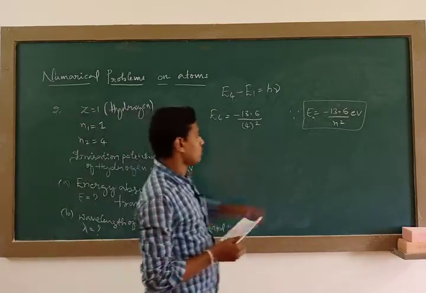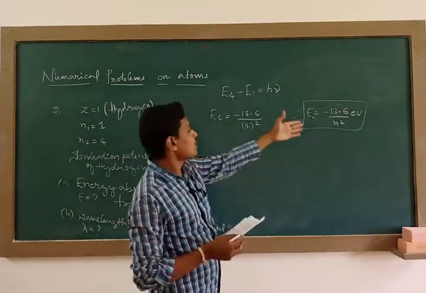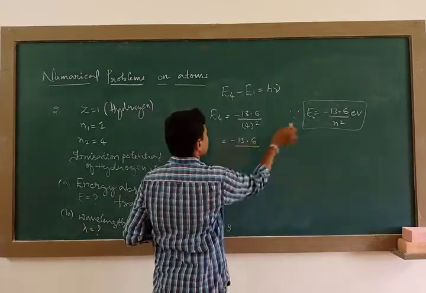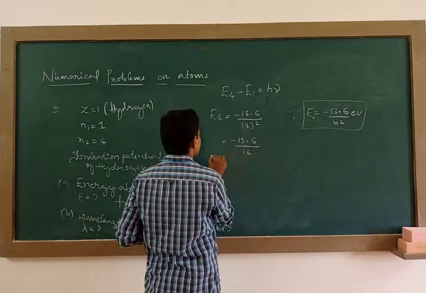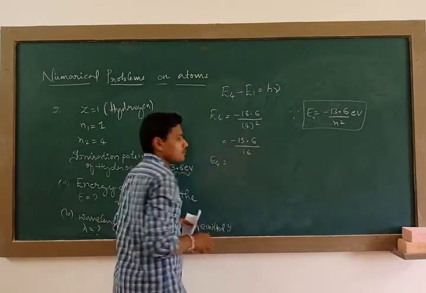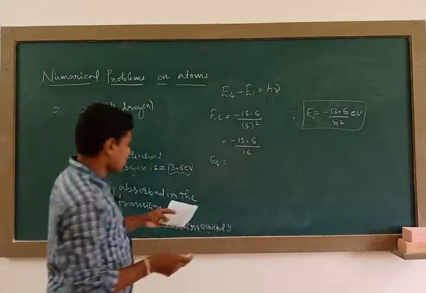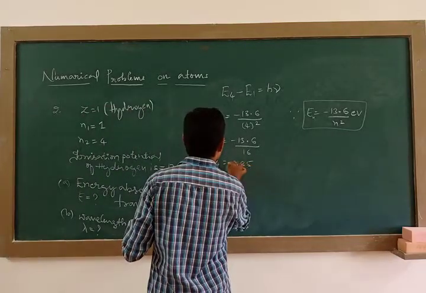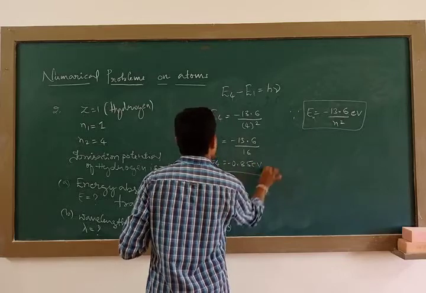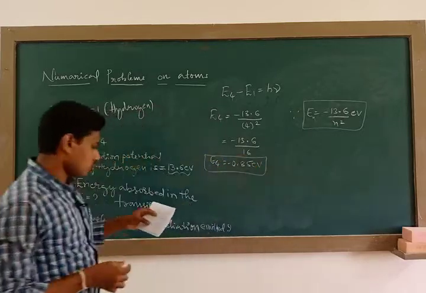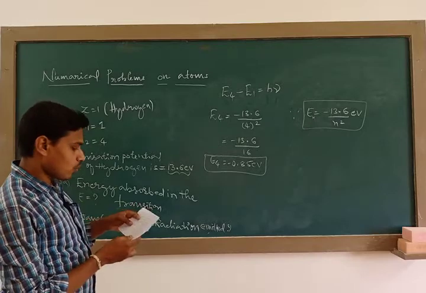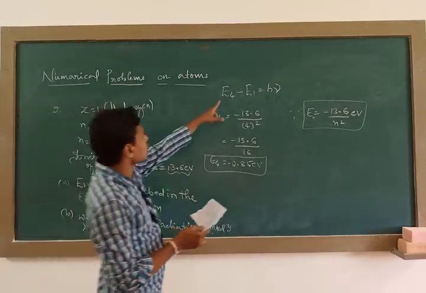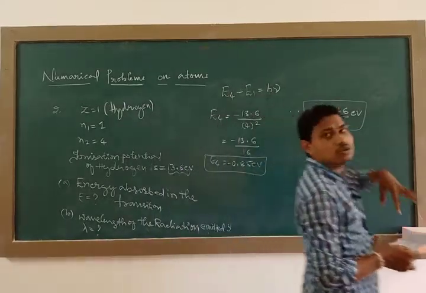So therefore the energy of the fourth orbit is very simple, that is minus 13.6 by, in place of N put 4, that is 16. So E4 comes out to be minus 13.6 by 16, that is minus 0.85 electron volt. So we know that energy absorbed must be equal to E4 minus E1, that is equal to h nu.